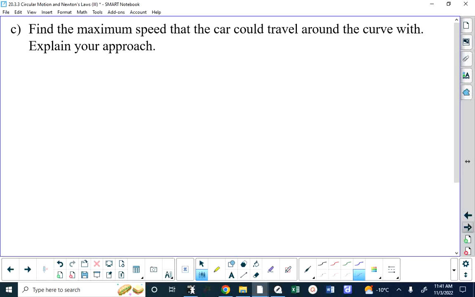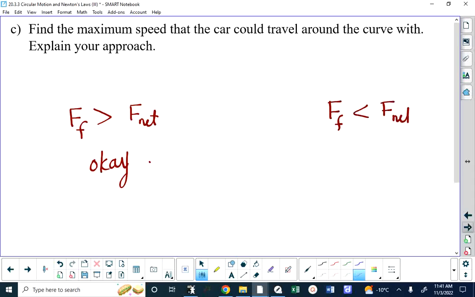Is this the final example? Good. This requires an awful lot of thought on your part. I know this from experience. If the force of friction is bigger than the net force, which is the centripetal force, you're fine. If the force of friction is smaller than the net force needed, not good.